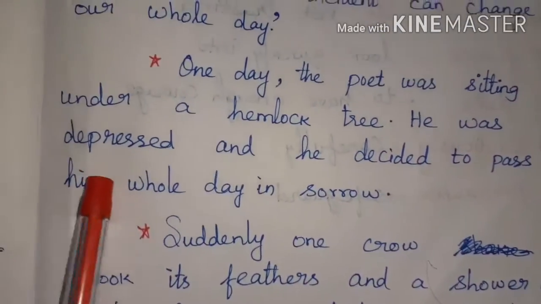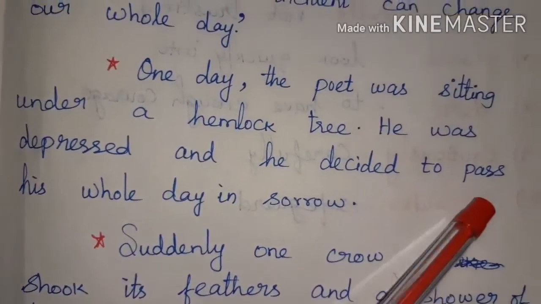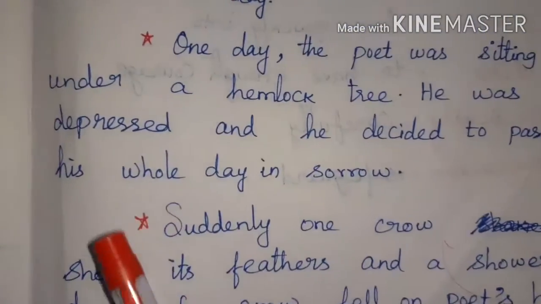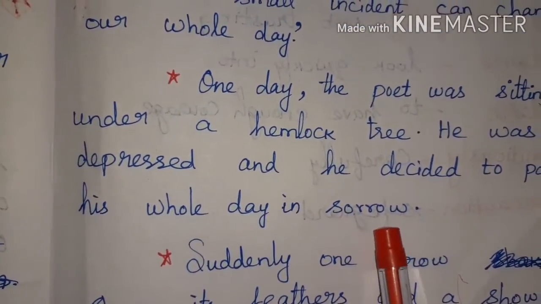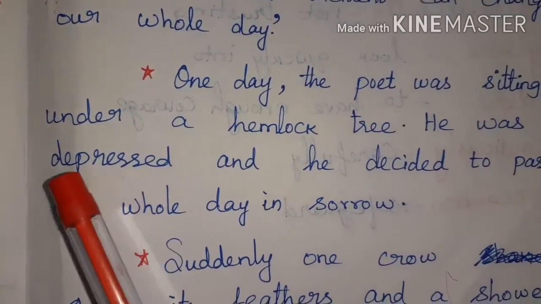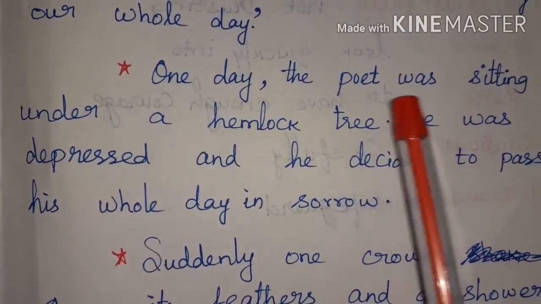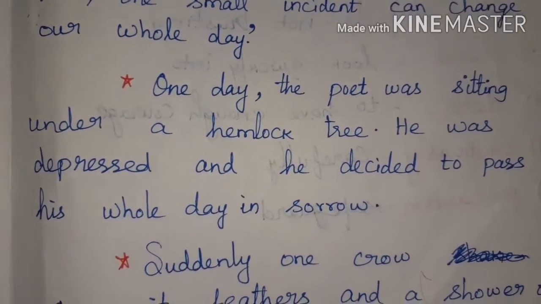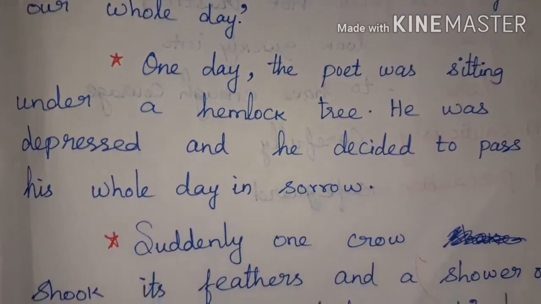He was depressed and he decided to pass his whole day in sorrow. Sorrow means sadness. Depressed also means in a sad mood. So he was sitting under the hemlock tree feeling sad, something sad happened to him. So he is feeling for that.